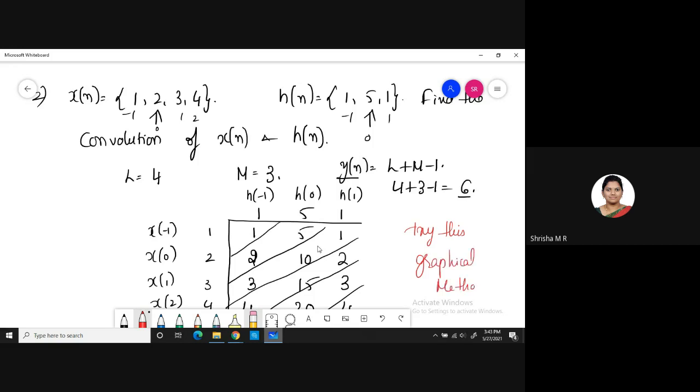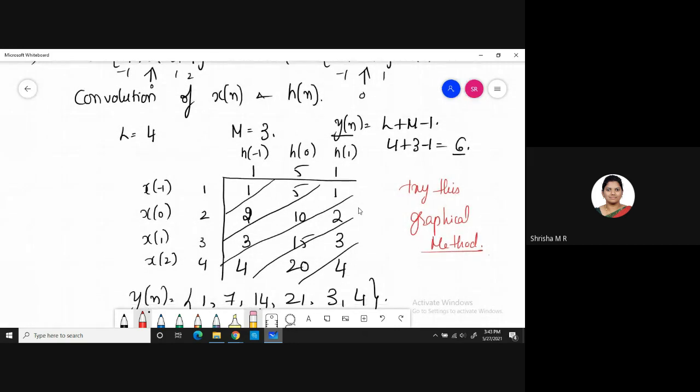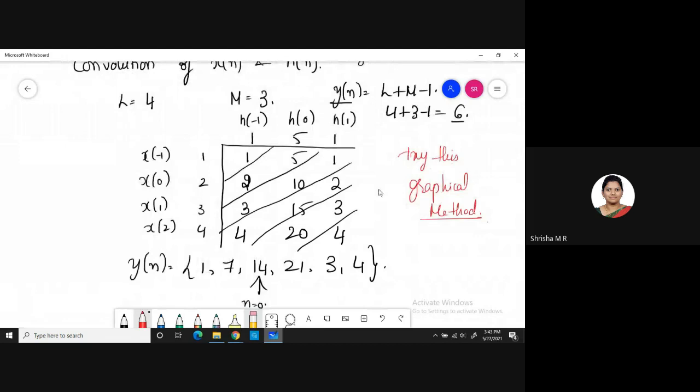Graphical method of convolution, you try. Got it? Understood this method, everyone? Simple method. Is it clear, everyone? Guys, please respond. It's clear or not, you have to respond.